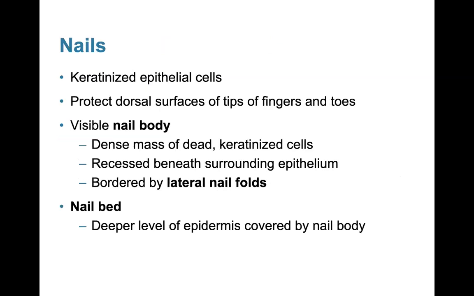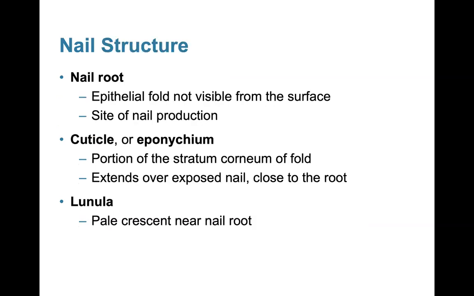Okay, now we're going to talk about nails. Nails are keratinized epithelial cells. They protect the dorsal surfaces of the tips of the fingers and toes. The visible nail body is a dense mass of dead keratinized cells. It is recessed beneath the surrounding epithelium, and it's bordered by the lateral nail folds. Your nail bed is a deeper level of the epidermis covered by the nail body.